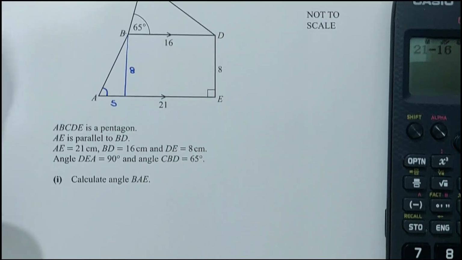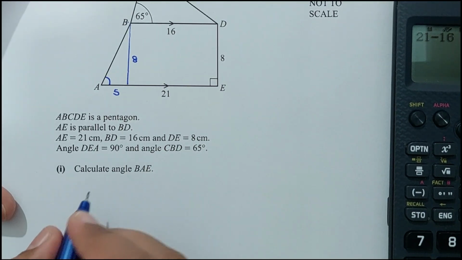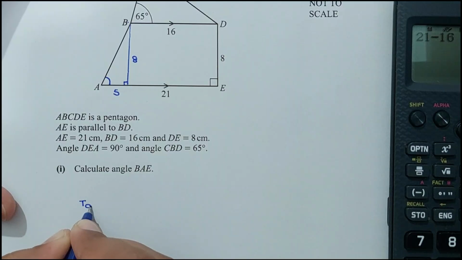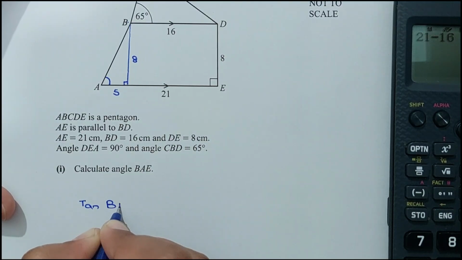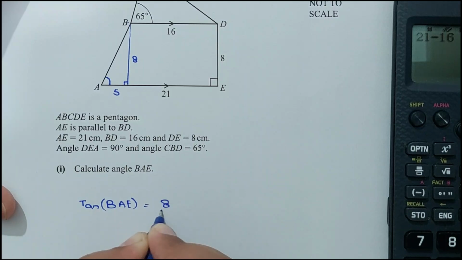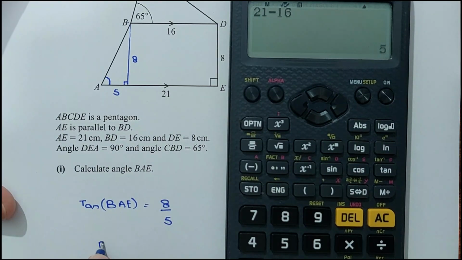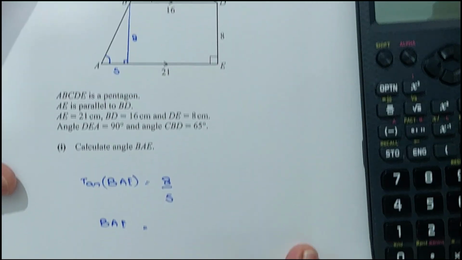Okay, we have the opposite and the adjacent sides. We have to find that angle, so we use the ratio of tan. It is a right-angled triangle, as you can see now. So we can say tangent of angle BAE, the opposite is 8 and the adjacent is 5, so 8 over 5. So angle BAE is tan inverse of 8/5.